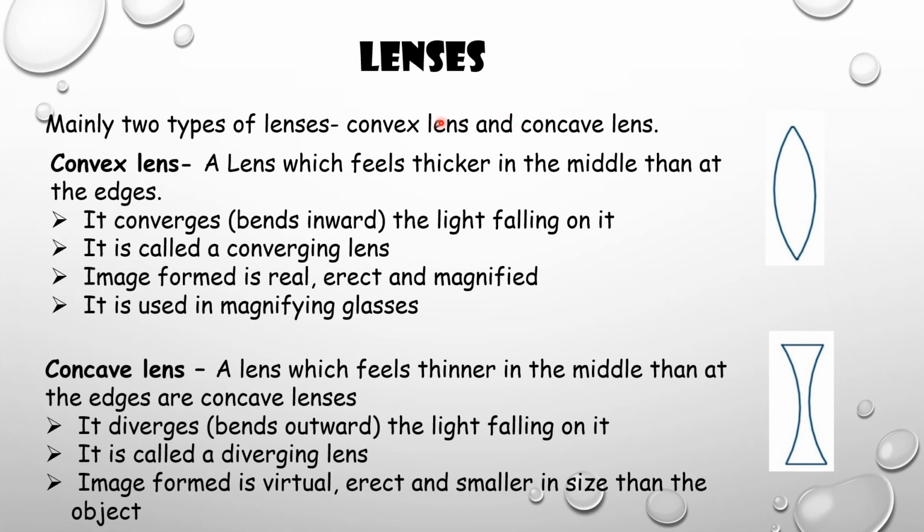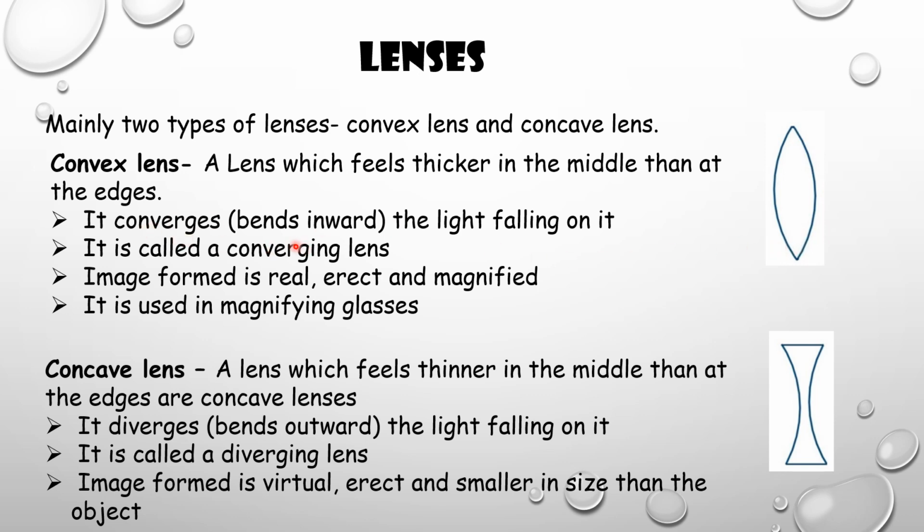Lenses. Same like mirrors, lenses are also of two types. They are convex lens and concave lens. What about a convex lens? A lens which is thicker in the middle than at the edges. So the middle portion is thicker, but the edges are thinner.